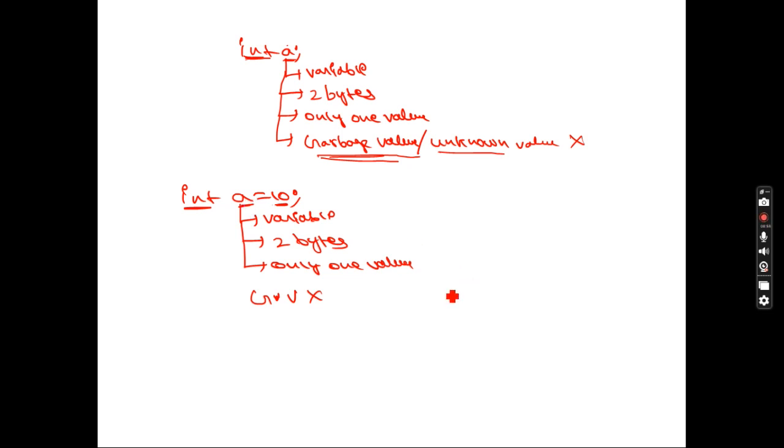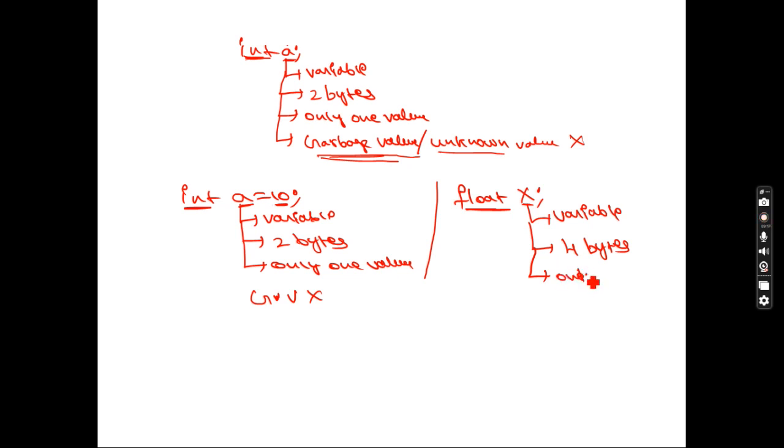Now one student is asking, sir, I want to declare one decimal value. So you write here float x. What is x here? A variable. What is the size of this variable? What data type have you used? Float. So float means 4 bytes. Here how many values can you store? Only one value. But which value can we store? A number which contains a decimal value. Did I give any value for the variable? No. What will be stored? Garbage value.